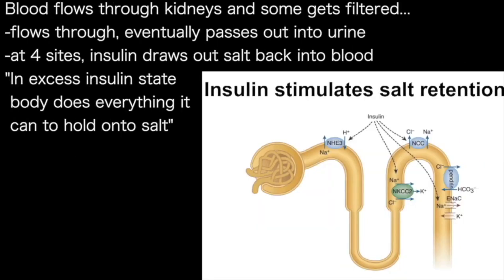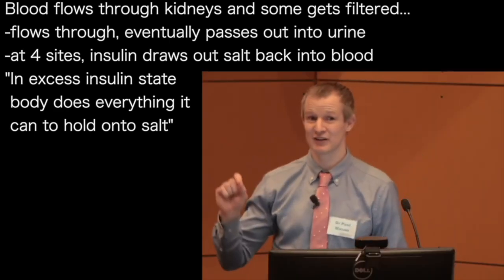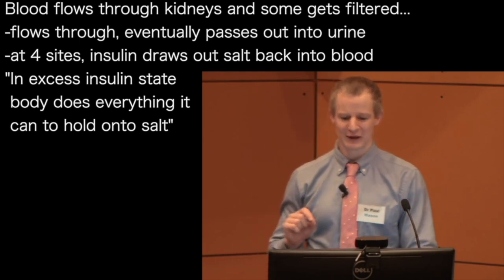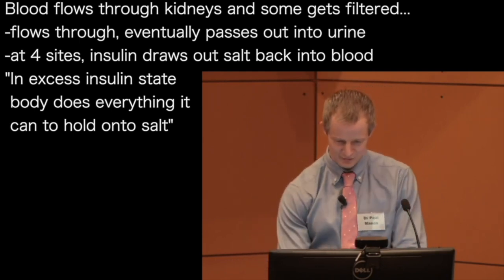Having a look here, this is an example of the structure of the kidney. This is where the blood passes through, in and out here, and some of the fluid from the blood gets what we call filtered here. That fluid passes through this tubule all the way down here until eventually it passes out into the urine. And what you can see is that at these 4 sites, insulin draws salt back out of that potential urine and pushes it back into the blood. So in a state of excess insulin, our bodies are doing everything they can to hold on to salt.